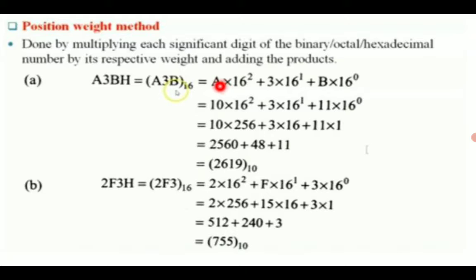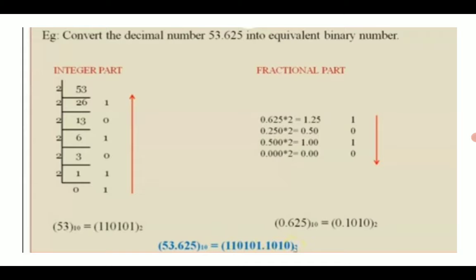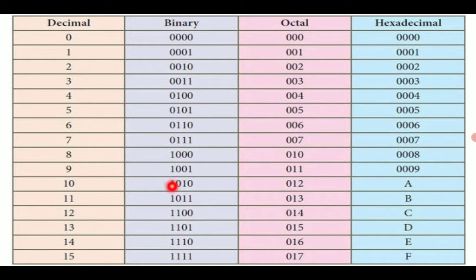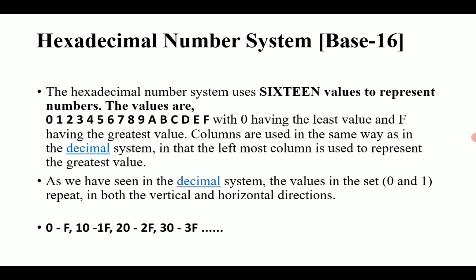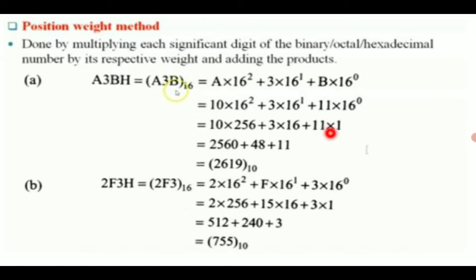Then you convert what the A represents. A represents 10 in the decimal and 3 is 3 only. B represents 11, so you just put 11 here. So 10 into 16 square plus 3 into 16 raised to 1 plus 11 into 16 raised to 0. Why have I written A as 10? Simple, in hexadecimal, 10 is represented as A, 11 is represented as B. Okay, so I think you got this. You just multiply, add, and you will be getting 2619 in terms of decimal.